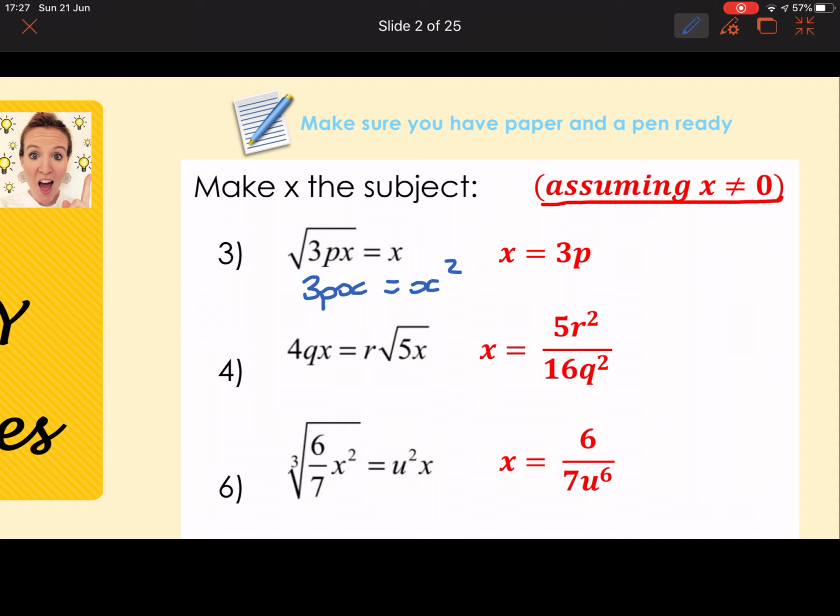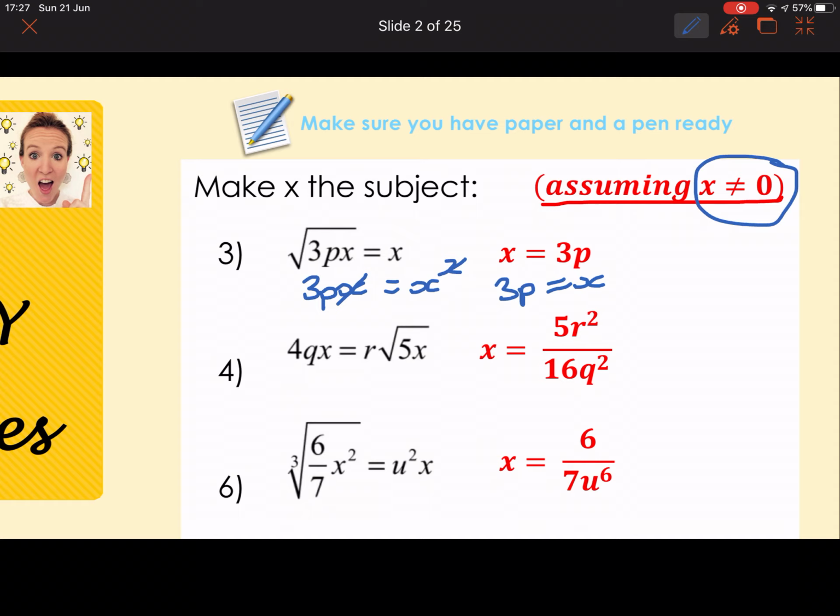Now, what I can do there, and you can only do this if you're told that x does not equal 0, is you can divide by x. So cancel an x on that side and cancel the x squared on that side. So we end up with 3p equals x, or x equals 3p.